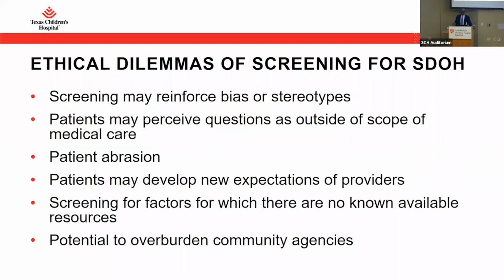And then there's this concept called patient abrasion, at least that's the term my institution uses, where the repeated asking about social determinants of health is traumatic to patients.